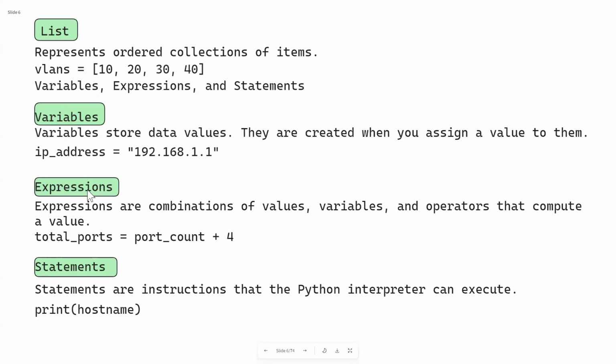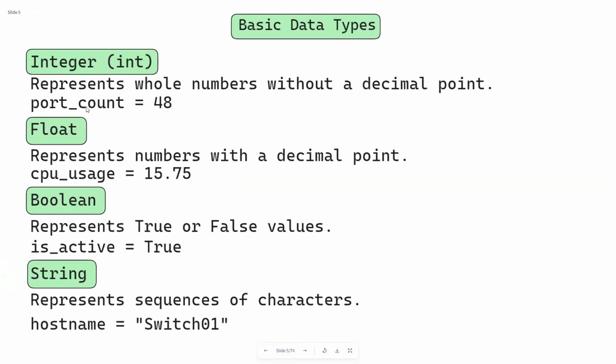So next you can see this definition of expression. Expressions are a combination of values, variables, and operands. So in this example, you can see that you are defining some port count, say port count equals 48.